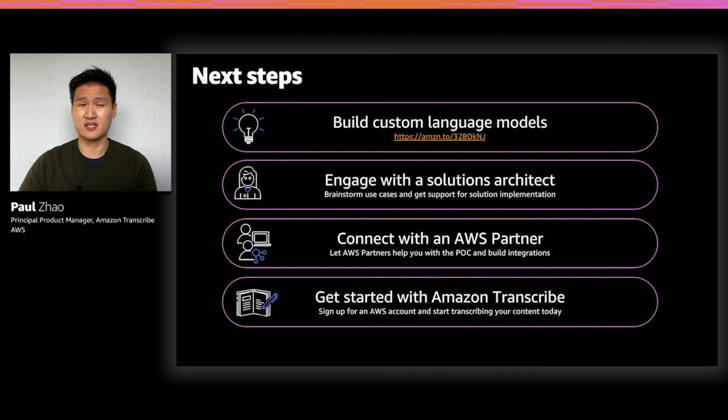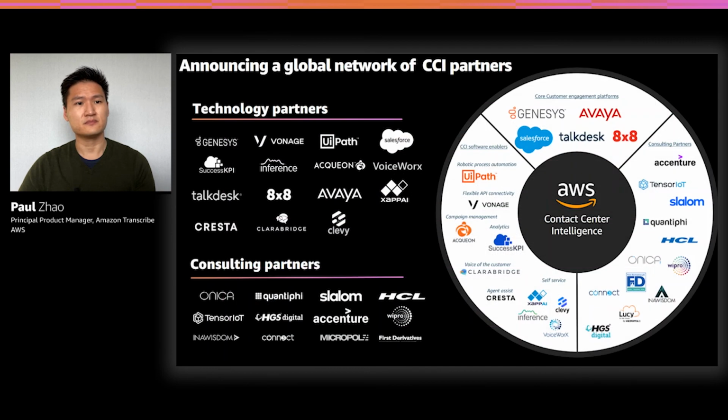On next steps, we recommend that you get started with a POC to test out the accuracy benefits that your business can see. Start by reaching out to AWS experts like solutions architects and partners who can help you with a POC.